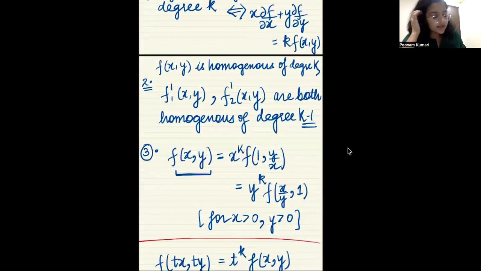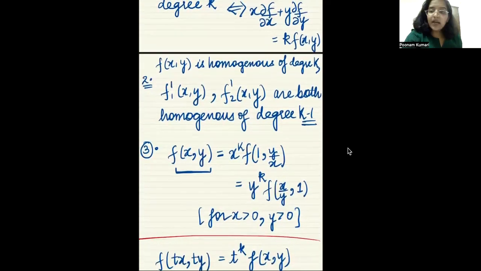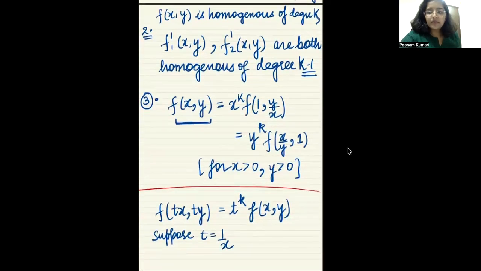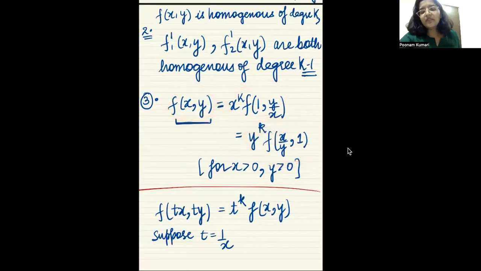We have seen three properties so far. One is Euler's theorem. The second one is that if your function is homogeneous of degree k, then whatever partial derivatives you take, both with respect to x and with respect to y, they will be homogeneous of degree k minus 1. And this third property, we said, can be written like this and also like this. So we saw different forms in which we can represent the function.